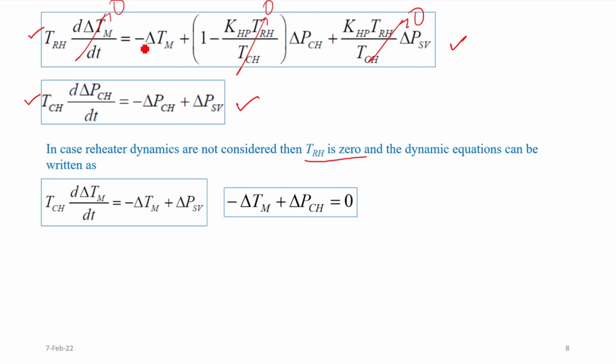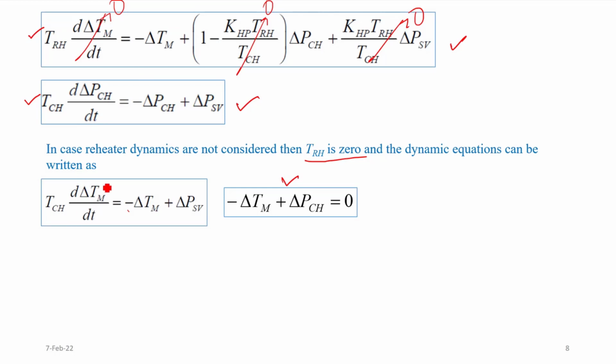So therefore it will become minus delta Tm plus delta PCH equal to 0. That means when the reheater dynamics is not there, your delta Tm is directly equal to delta PCH. And similarly, your differential equation will become TCH d/dt of delta Tm equal to minus delta Tm plus delta PSV. Because instead of delta PCH, I can substitute delta Tm.